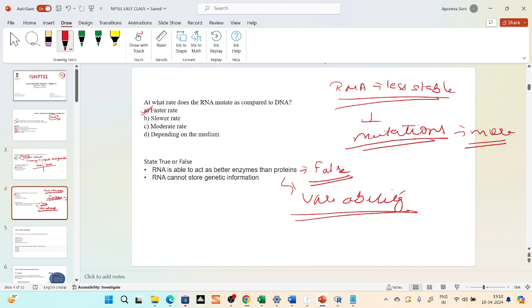Then, RNA cannot store genetic information. True or false? It is again false. Why is it false? Because RNA can store genetic information. In fact, in earlier times, RNA was the only genetic material of the body. But because of some obvious reasons, that DNA is more stable, RNA has not evolved as a genetic material, but it can store genetic information.